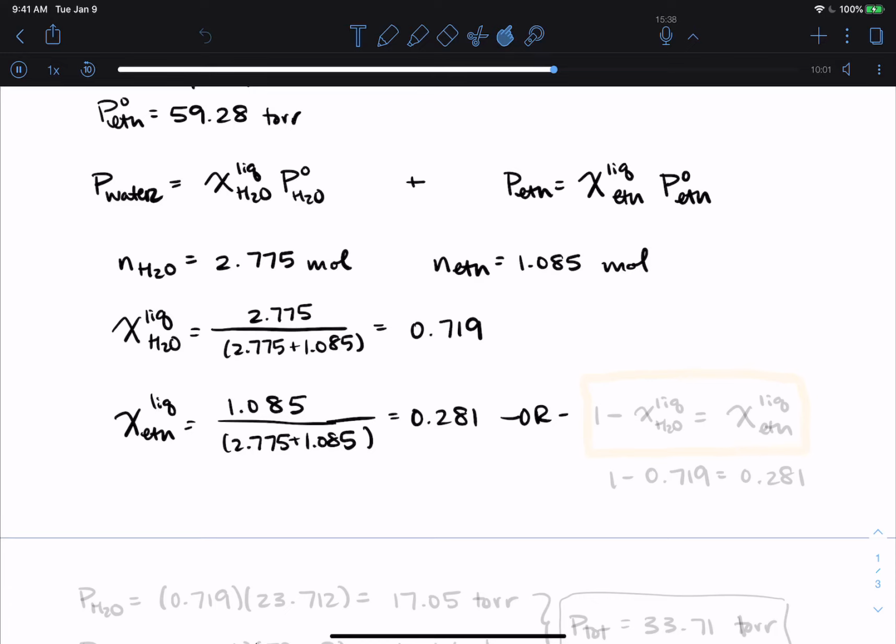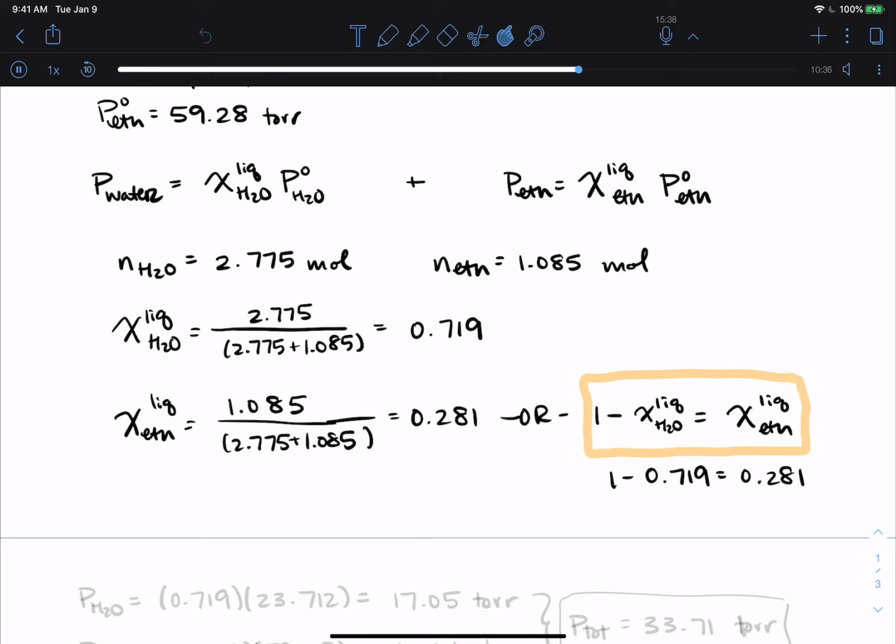If I had 3 components, then the mole fraction for all 3 components should add up to 1. So this second calculation, whichever one you happen to do second, you can do it in any order, I should be able to do 1 minus the mole fraction in the liquid of water to get the mole fraction in the liquid of ethanol. And if I do that, 1 minus 0.719 equals 0.281. So this works.